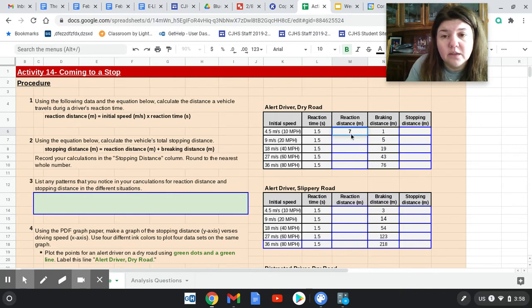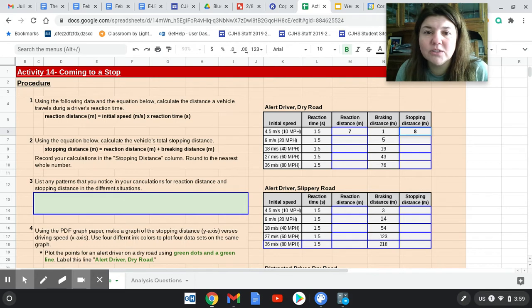After you calculate the reaction distance, then you are ready to figure out the stopping distance. So you have to use this equation here, number 2, to get the stopping distance. This is going to be the reaction distance plus the braking distance. So I'm going to take this number plus this number, and the sum of those two will be my stopping distance. So 7 plus 1. Hopefully you don't need a calculator for that one, but that is 8 meters. So the stopping distance is 8 meters.